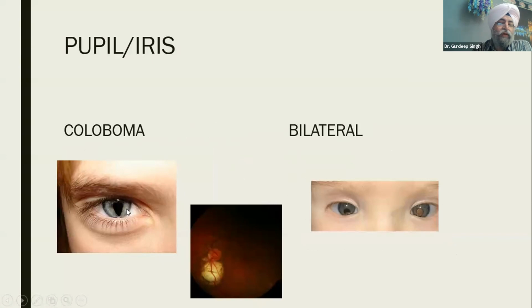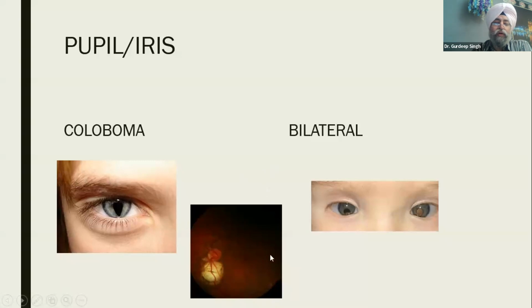So coloboma you do see many times in your pediatric cases also. And coloboma can be like this iris coloboma. It can be associated with lenticular, it can be associated with retinochoroidal, it can be unilateral or bilateral. The prognosis from the vision point of view is still good if it doesn't involve the nerve or the macula.